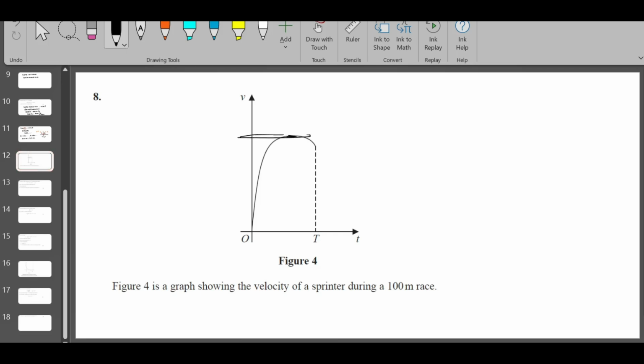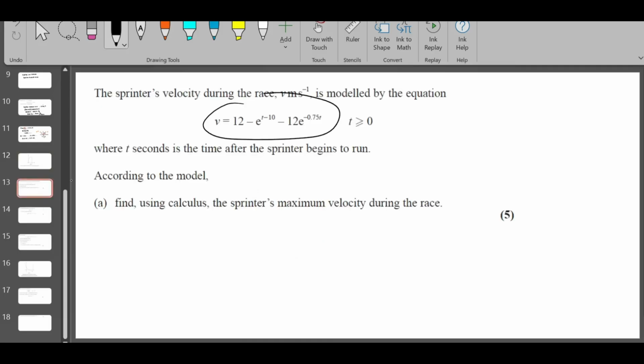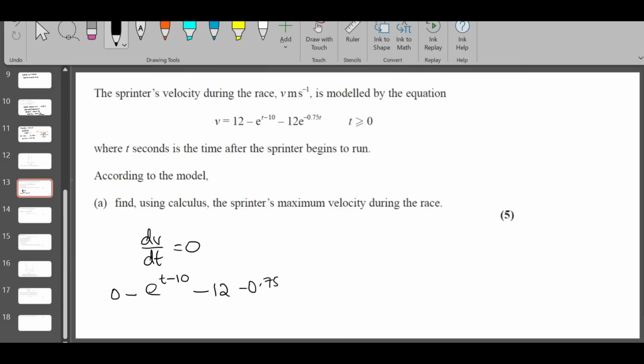That's a turning point, right? So to find the turning point, you need to differentiate it with respect to t and equate it to 0. We are going to differentiate this with respect to t. So dv over dt is equal to 0. 12 becomes 0 minus e power t minus 10 stays the same times, when you differentiate t minus 10, it's just 1, minus 12 times minus 0.75 times e power minus 0.75t is equal to 0.